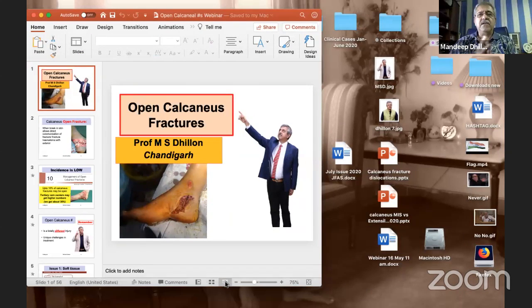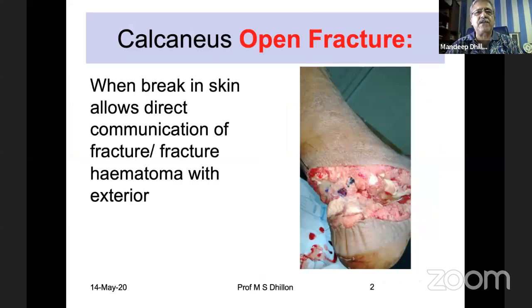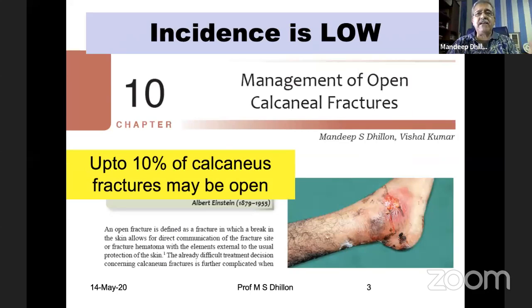Okay, guys, since you're talking about MIS, you have to understand that you are also talking about open fractures, because this is the best thing you can do for open calcaneus fractures. We all know what an open fracture is. Whenever there is a break in the skin which allows direct communication of the fracture or even the fracture hematoma with the exterior, it's an open fracture. The incidence of calcaneus open fractures has been documented to be about 10%, which is quite a bit.